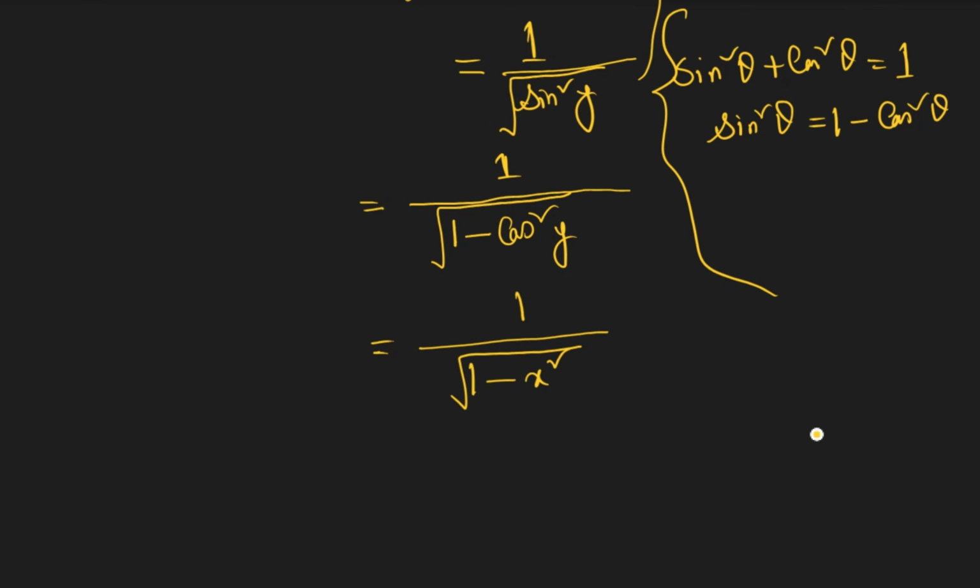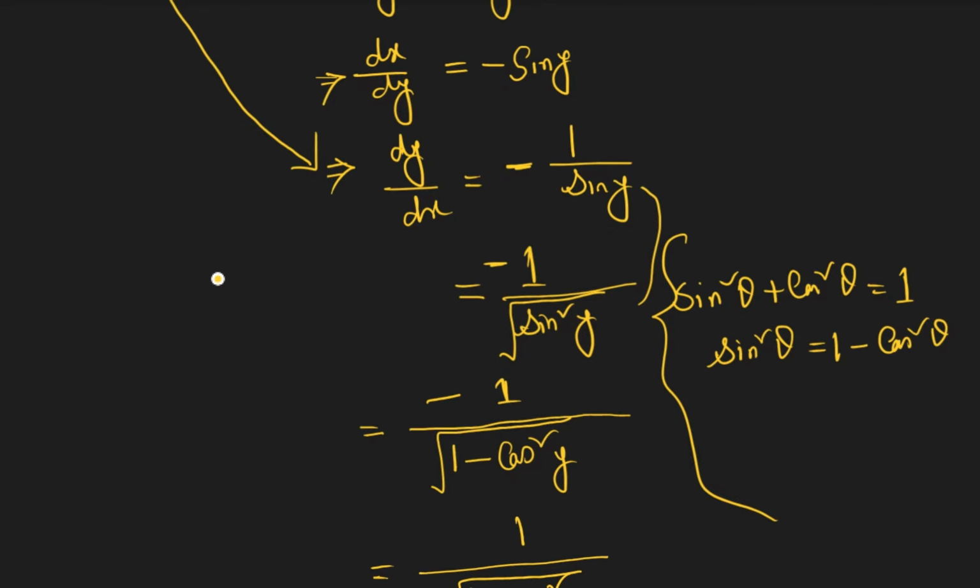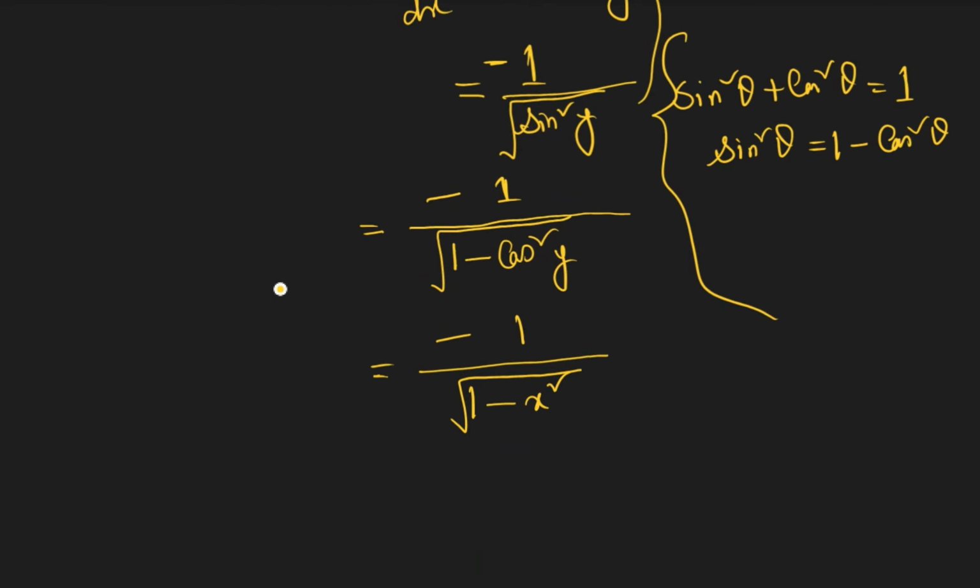Now plug in the value: 1 over the square root of 1 minus x square. By the way, we're missing one thing: in the previous line it was minus, because it was minus here from the differentiation formula of cos y. So it will be minus as well. So this is the final answer. So d of y over dx, this is the final answer.